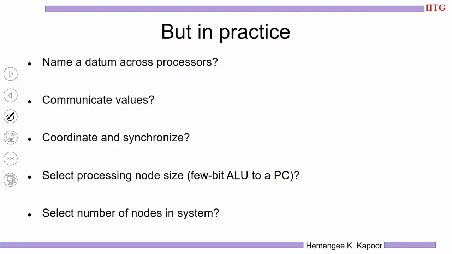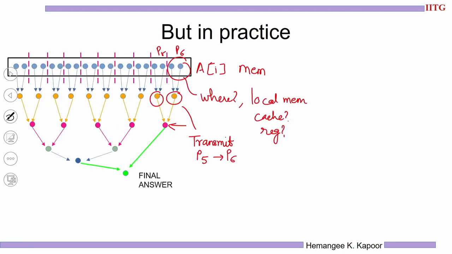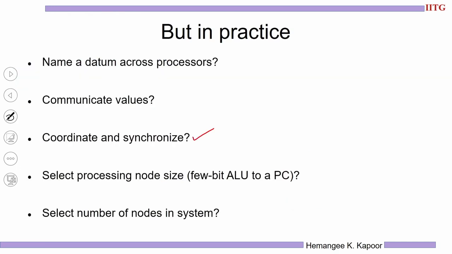Then coordination and synchronization. What does this mean? The pink answer will be generated only when the two yellows are ready. So I have yellow 1 and yellow 2. We add them to get pink 1. Suppose this is the structure. Now, how do we know when to start the addition? That is, when are Y1 and Y2 ready? Are these values ready to be added? Who will tell this to us? Will processors P5 and P6 tell, or do we have to find that out? All that is called coordination and synchronization. We need to establish that before we can generate the pink answer.